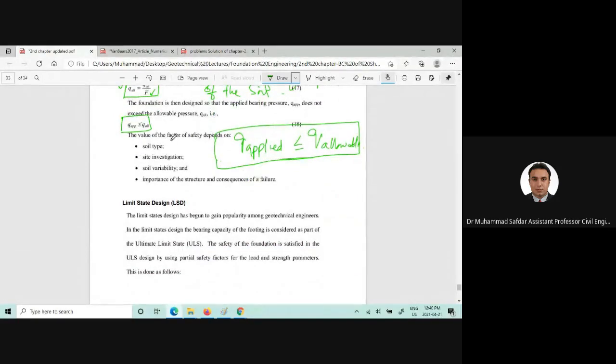There are different factors of safety, and we had a good discussion on why we choose the factor of safety depending upon the soil type, because we get different types of soils in the field. Site investigation will vary. We can perform the standard penetration test, the cone penetration test, and different types of tests at the site. The soil variability, the importance of the structure and the consequences of failure also determine the factor of safety.